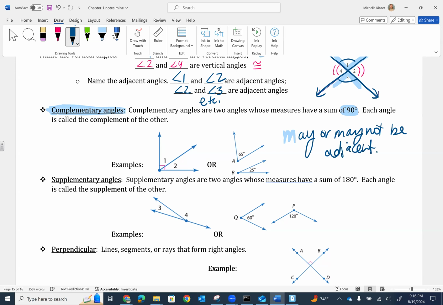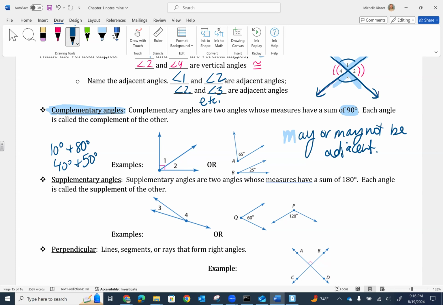And it's a fun game to play. What is the complement of a 10-degree angle? Well, 10 and 80 are complementary to each other. Okay. They have to make a good pair and they have to make 90 degrees. Okay. What's the complement of a 40-degree angle? Well, 40 and 50 degree angles are complementary of each other. They just work out to be a cute number.